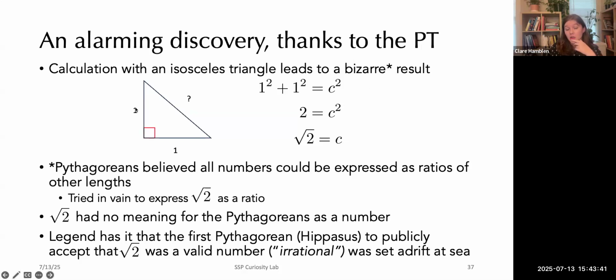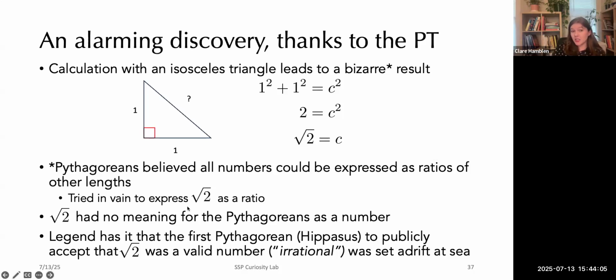You calculate, 1 and 1 as the legs, then the square of the hypotenuse is 2. And then you write down this, c is equal to the square root of 2. If you were a Pythagorean, then you believed that all numbers could be expressed as ratios of other lengths. This is where the terms rational and irrational came from.